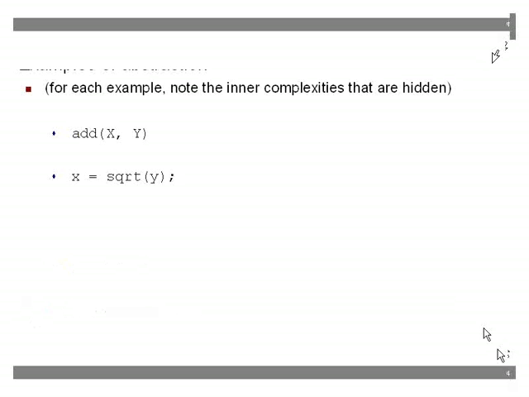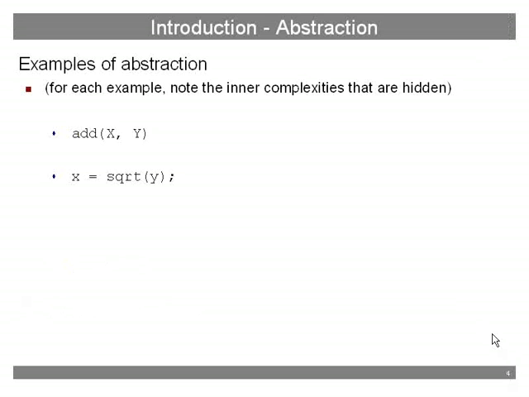The same would be true of square root. When you study numerical analysis, you'll learn that square root is a complex operation. There are many steps involved in calculating the square root of y. However, those inner complexities are hidden from me. This is abstraction. I need only to know how to call the square root function, pass in y, and I can expect to be returned the square root of y.